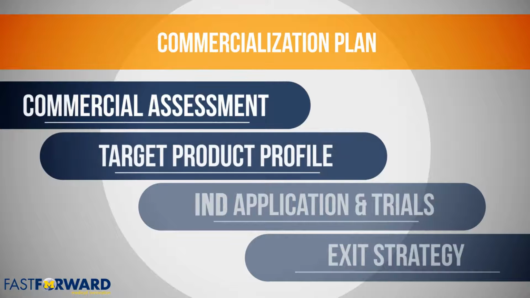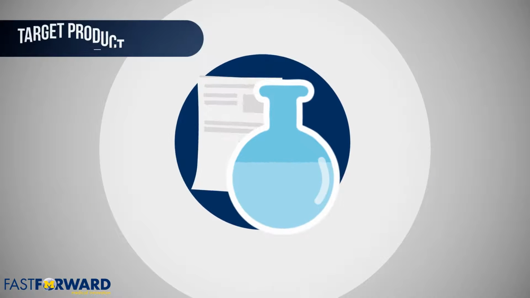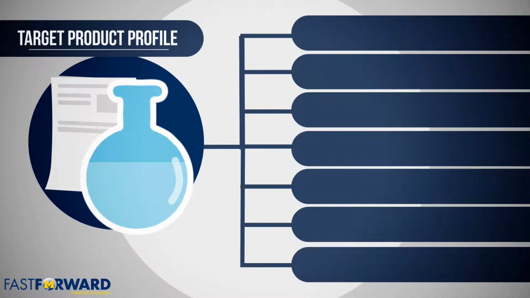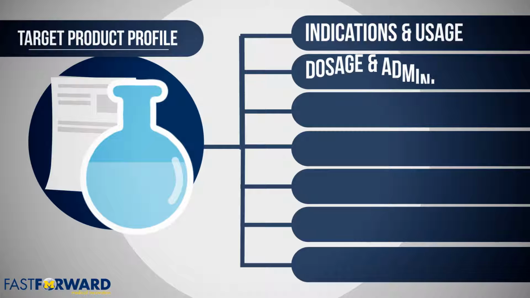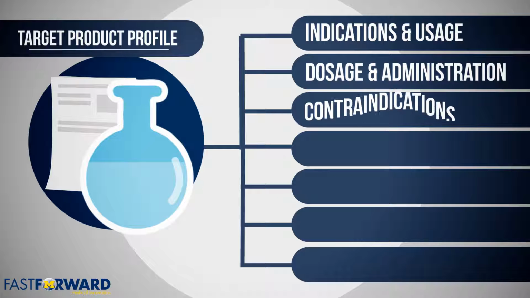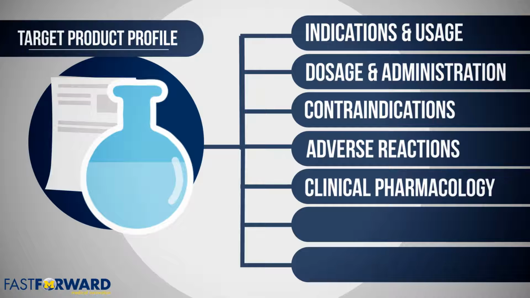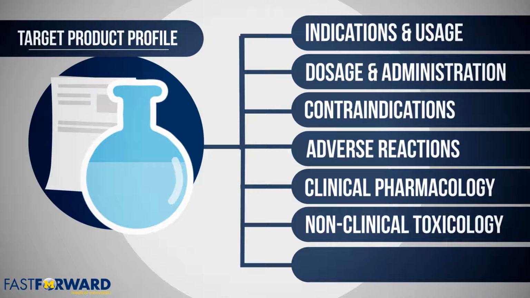Next, you'll develop a target product profile, or TPP. The TPP is an outline of the key features of your therapeutic, primarily used as a guide for development and FDA discussions. For the most efficient plan, it is important to begin with the end in mind. The TPP outlines indications and usage, dosage and administration, contraindications, adverse reactions, clinical pharmacology, non-clinical toxicology, and clinical studies.